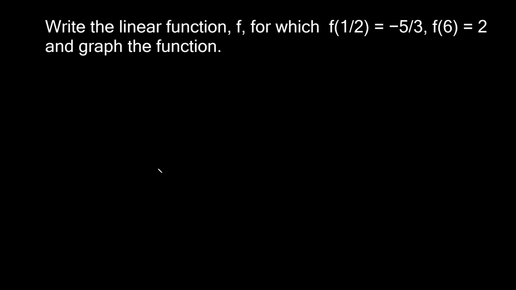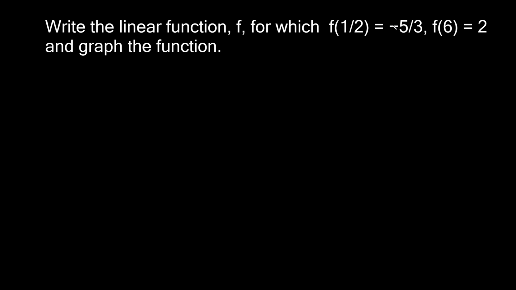All right, now let's just try one last example that's going to be just a little bit harder. So this one says, write the linear function f for which f of 1/2 is equal to negative 5/3, f of 6 is equal to positive 2, and graph the function. Okay, so again, the first thing we want to do is just find the linear function, right? And we do that with these two given values.